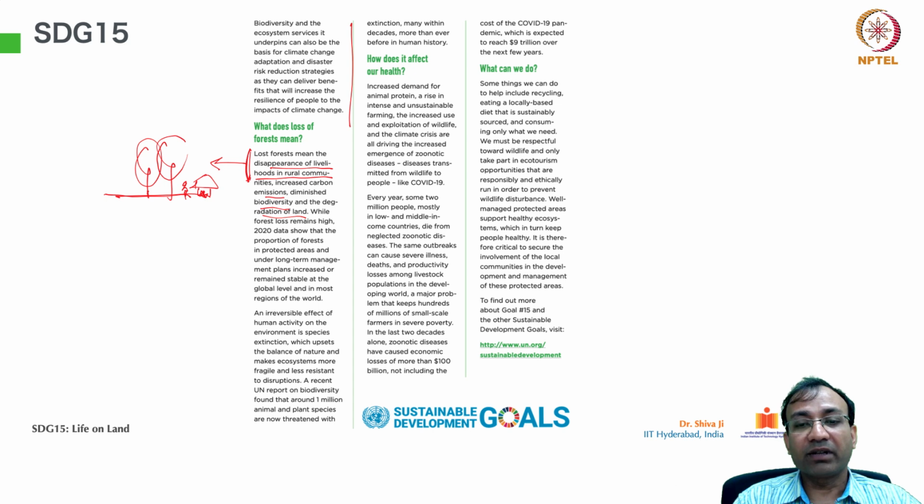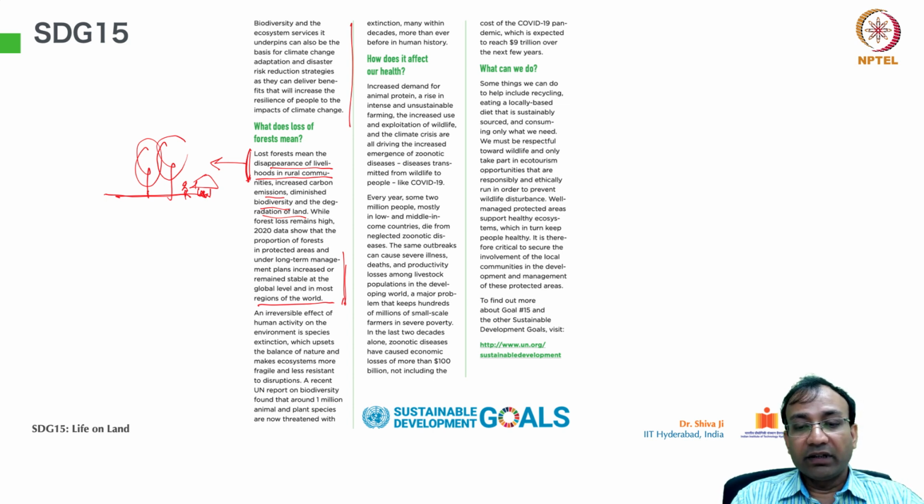While forest loss remains high, 2020 data shows that the proportion of forest in protected areas and under long-term management plans increased or remained stable at the global level and in most regions of the world. Okay, so there is some hope that it has at least remained at a similar level. Even if there is some loss in some place, there is a new forest or new plantation coming at some other place. So overall, it's balanced.